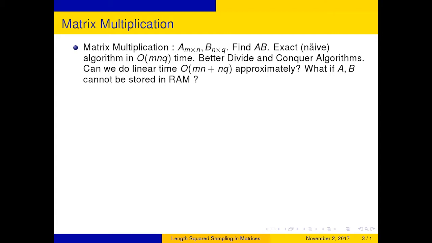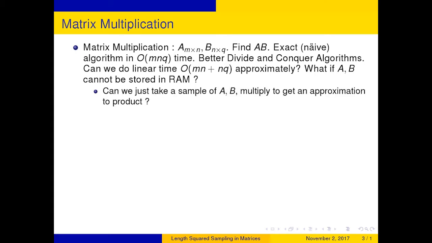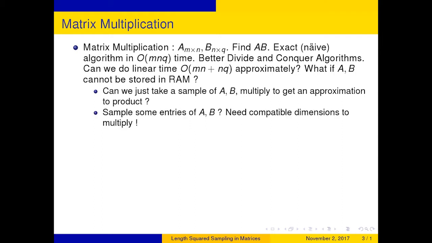And one reason you might want to do it approximately instead of exactly is that A and B cannot be stored in RAM. They are big data, so we want to sample and do this. This will be based on sampling. Okay. Can we just take a sample of A and B and multiply to get an approximate product? That's what we'd like to do. Well, we can't sample entries of A and B because you don't know what to multiply then. You don't have compatible dimensions. Sample some rows and columns of A and B. Which rows and which columns is the question. Do I sample some rows or columns of A, and disjoint from that, do I pick some rows and columns of B?